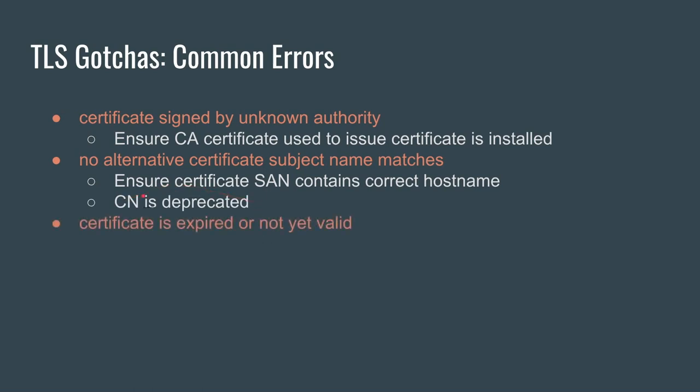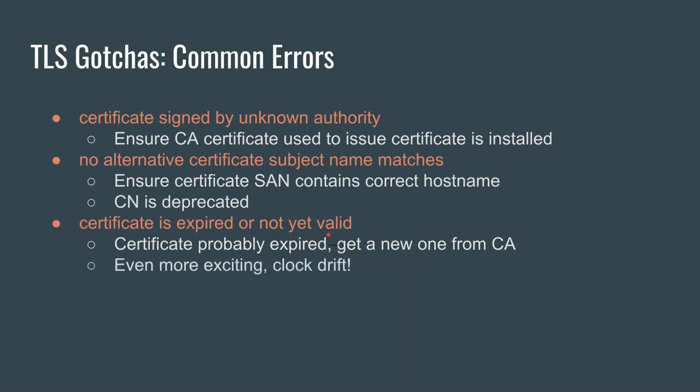You might also see certificate is expired or not yet valid. This normally just means the certificate has reached its expiration date and you need to get a new one requested and issued by your CA. The second half, not yet valid, is normally not a problem, but I have seen this once due to clock drift.